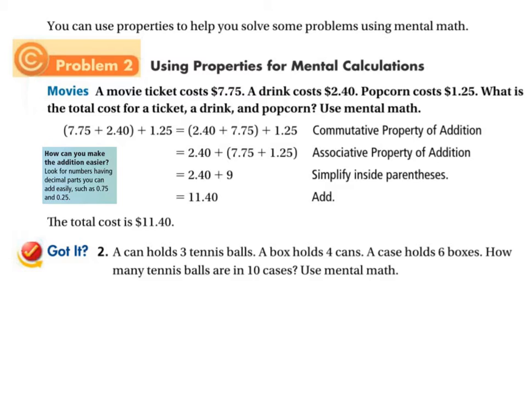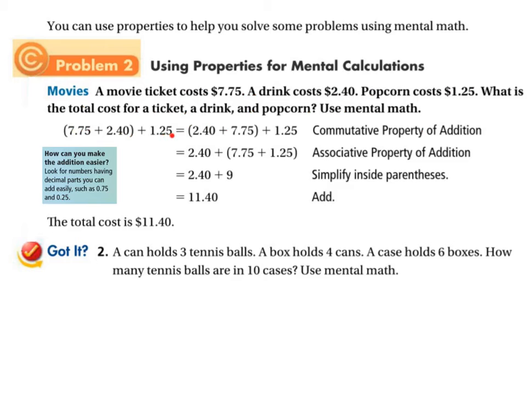So one of the cool things you can do with these properties is that you can make mental calculations easier. Here's an example. If you are trying to find out the sum, total cost for a ticket, drink, and popcorn when you have these costs, use mental math. Well, here's how you can think of it, even though you're doing it mentally, right?